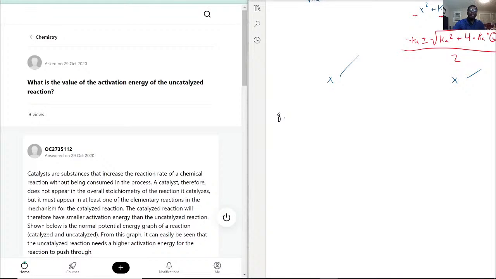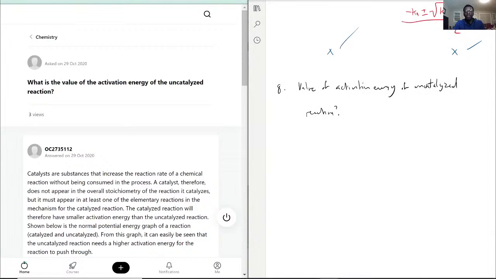What is the value of the activation energy of the uncatalyzed reaction? Okay, so for this, we're more so thinking in terms of answering this in regards to catalyzed versus uncatalyzed. So what does a catalyst do to an enzyme due to the activation energy? The goal of the catalyst slash enzyme is to decrease the activation energy.